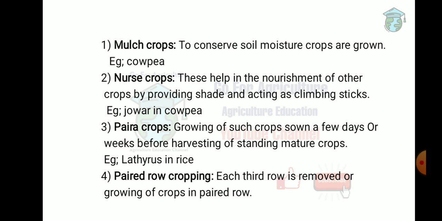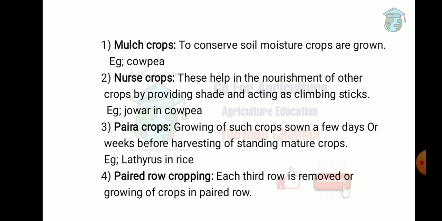Next question, the crops that help in the nourishment of other crops by providing shade and acting as climbing stick are called nurse crops. So nurse crop means these provide nourishment of other crops by providing shade. For example, sorghum provides shade and acts as climbing stick for cowpea.